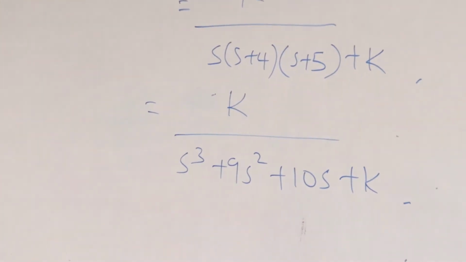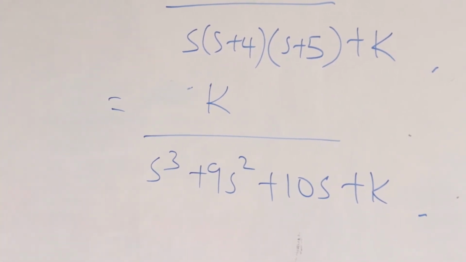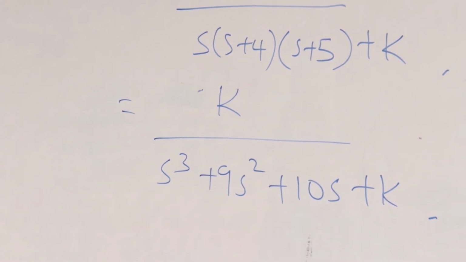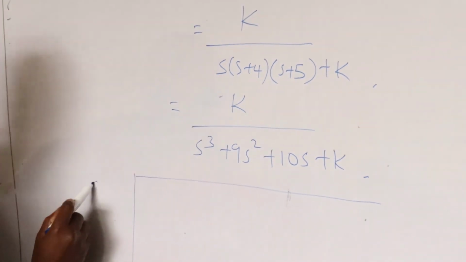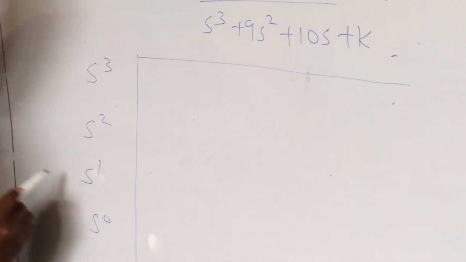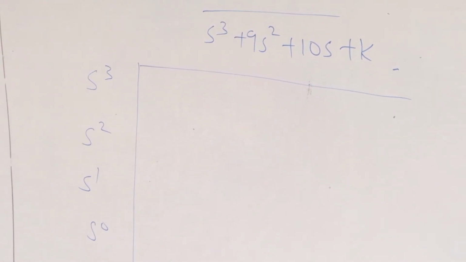Then now you have your characteristic equation. This is what you take to the Routh array and do your calculations. But remember, you have the value of K here, which means there is an unknown. So we take it to the Routh array: S raised to power 3, S raised to power 2, S raised to power 1, and S raised to power 0. So what do we write here?